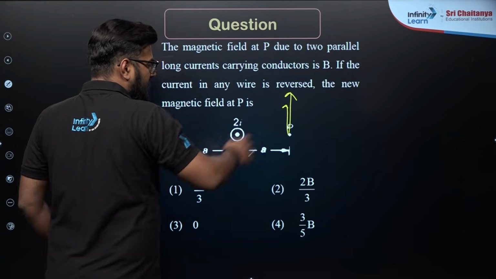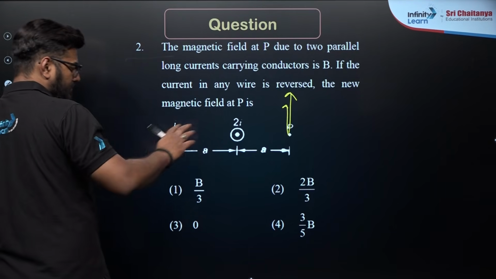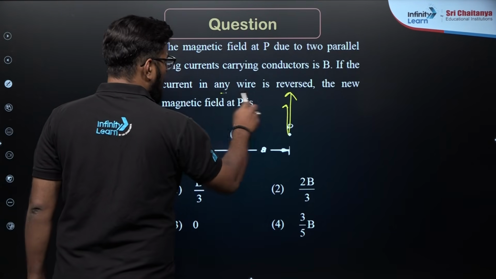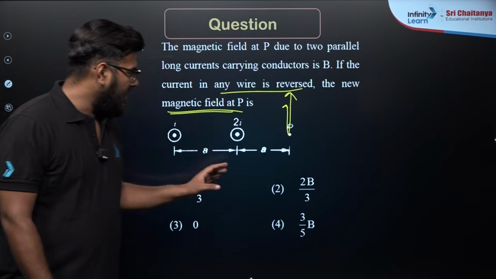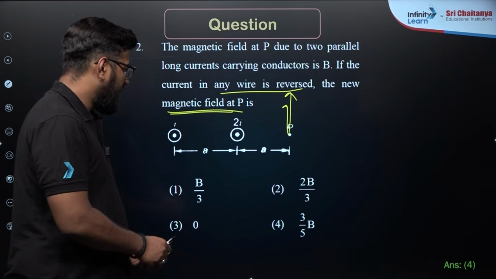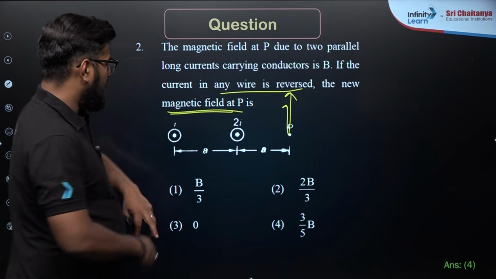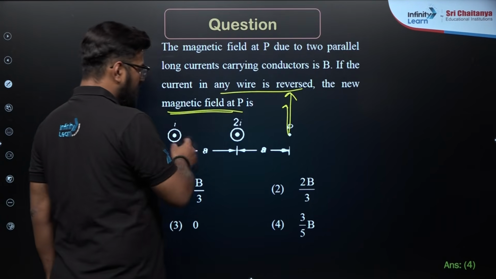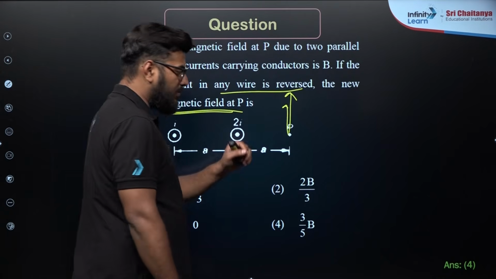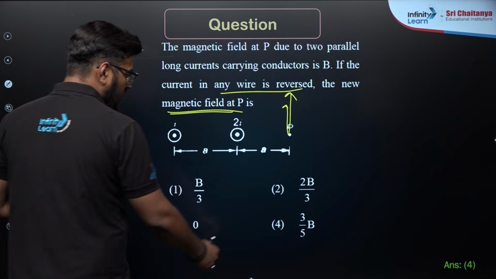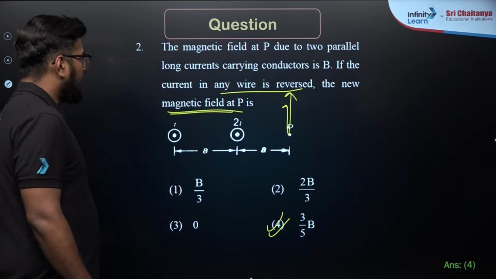So basically the magnetic field, if you can imagine, will be changing. If any wire is reversed, the magnetic field at P will obviously change, right? If you change this, the magnetic field will be downward, and if you change this, the magnetic field will again be downward. So it's just going to be the subtraction, B1 plus B2 and B1 minus B2. The correct answer over here is going to be 3 by 5 times B.